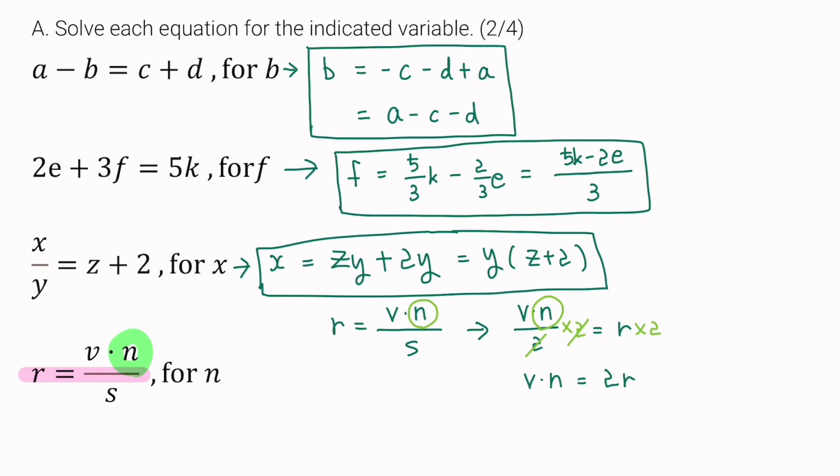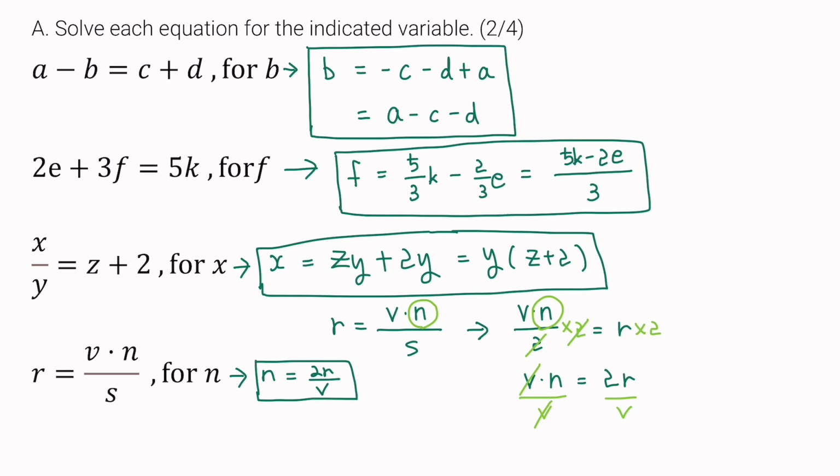Now I need to further isolate this variable of n by getting rid of this v, and I can do that by dividing every variable with v. And if I do that, I end up with n is equal to 2r over v. And that's going to be our final answer. So I'm going to box it and move it to right here. Okay, so that was second page done.